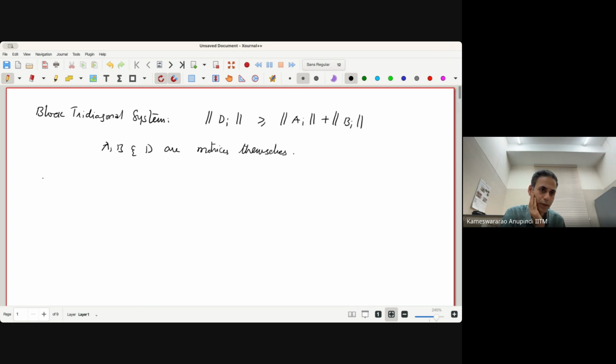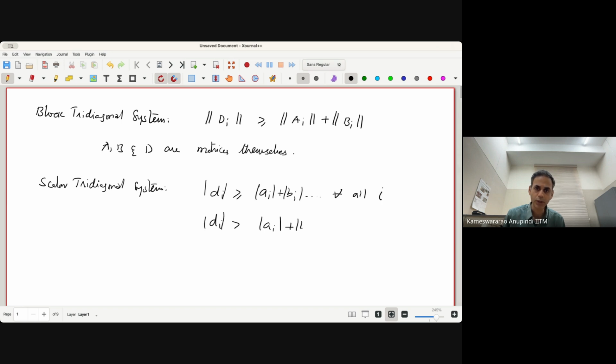In the case of a scalar tridiagonal system, when we have written the Scarborough criteria, we said D_i should be greater than or equal to A_i plus B_i, right? This should be valid for all i. Then we said the modulus of D_i is greater than or equal to this, and it should be greater than A_i plus B_i strictly for at least one row, that is, for at least one i. That's what we have written.